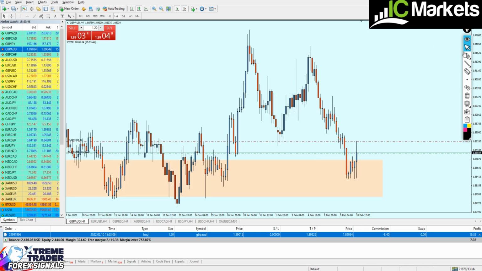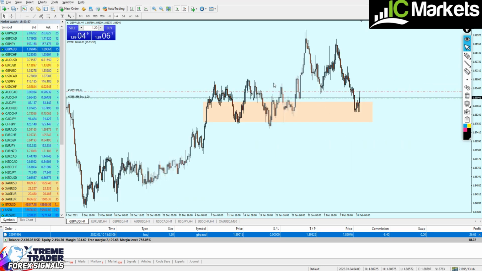So again, we're having here this level of support, and the market seems like it's reversing from that level and will eventually reach that level of resistance. Now, of course, that is being analyzed on the 4-hour time frame.